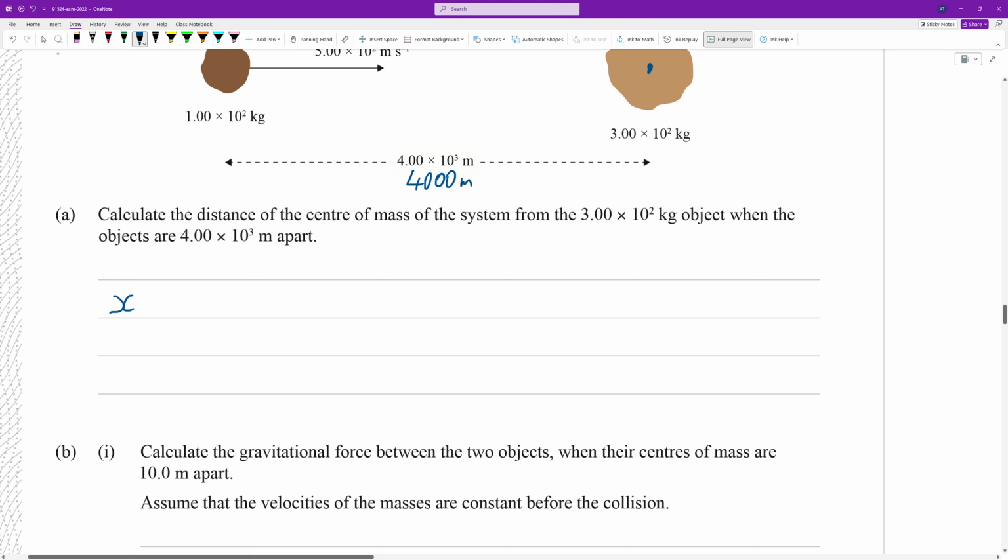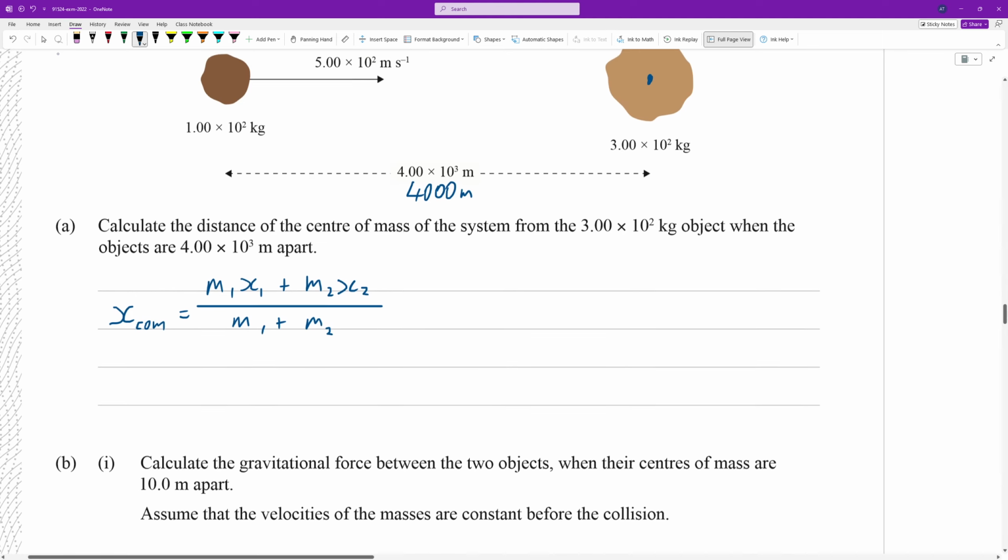So look in your formula sheet for x, COM. So x is just for a distance or a displacement. x COM, in the subscript center of mass, is equal to mass 1 times displacement 1 plus mass 2 times displacement 2, all over the sum of the masses. So effectively this is a weighted average. And now the tricky bit is deciding what's what.